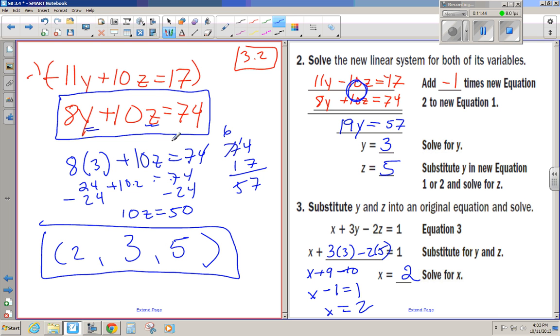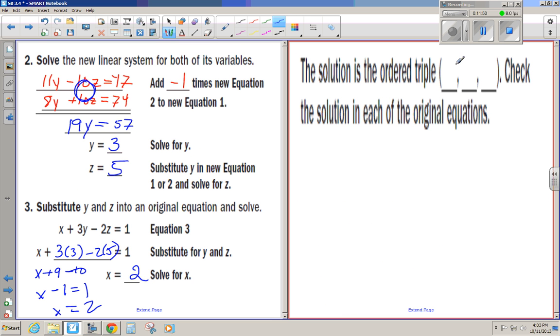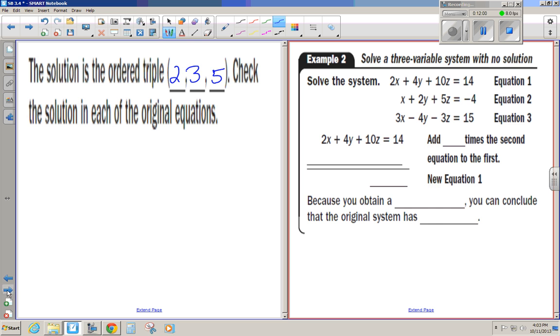That's how these are set up. So my ordered pair was 2, 3, and 5. Alrighty, so we got a long ways to go here. Let's keep plugging away though, and we'll see if we can't get done in a little bit.